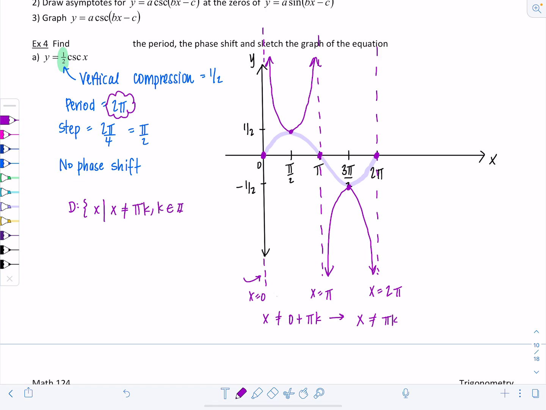K is an integer. What about the range? Negative infinity to negative 1/2, union, upper half is 1/2 to positive infinity. Very nice.